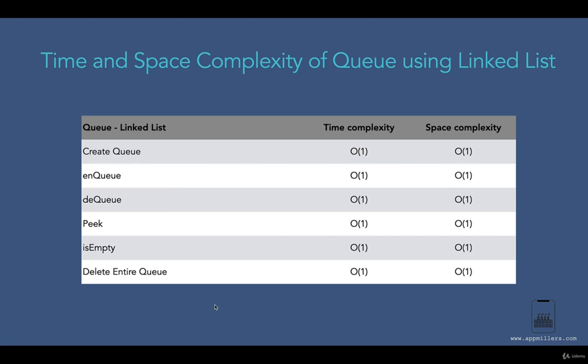Now in this lecture, we have combined all methods that we have implemented for queue using linked list in our previous lecture together. Now here, we have combined them together to see the big picture of time and space complexity of these methods over here.